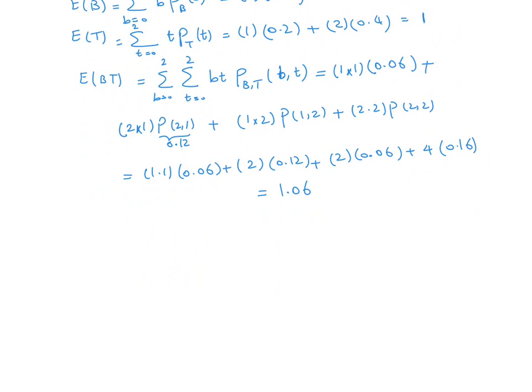So the covariance of B and T is equal to the expected value of BT minus the expected value of B times the expected value of T, and it's equal to 1.06 minus this one and this one, so it's equal to 0.16.